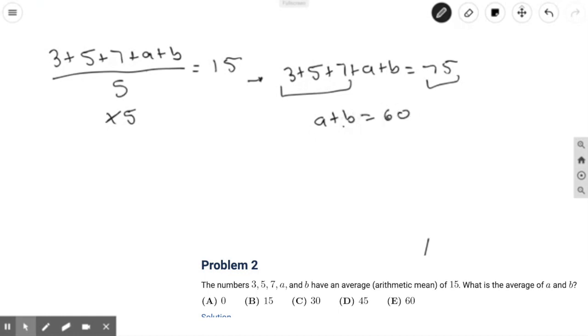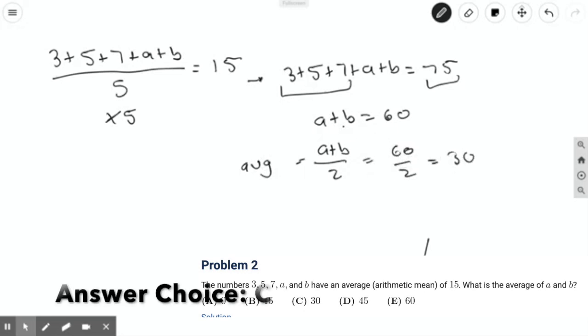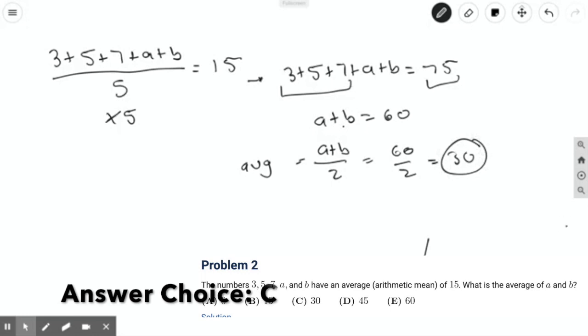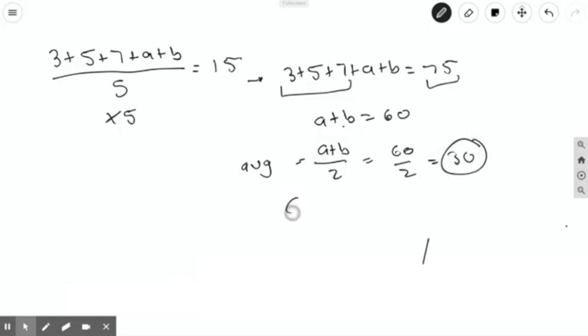And then from there, it asks what is the average of A and B. So if A plus B equals 60, then the average of A and B would be A plus B over 2. And this would be equal to 60 over 2, which is 30, which is answer choice C.